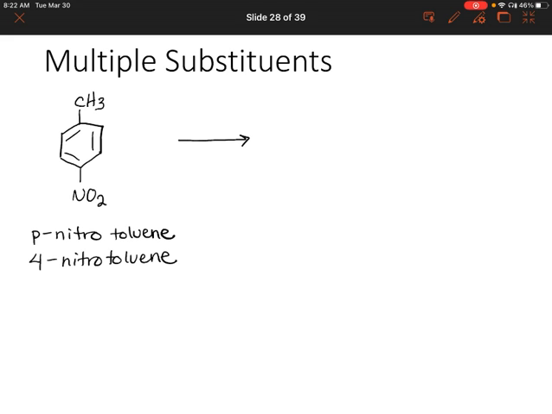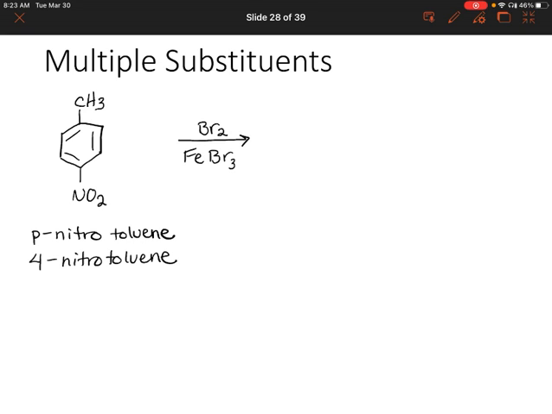Okay, so now let's say we want to add a third group onto this ring. And let's say we want to add bromine to the ring. Which reagents would we use to add bromine to the ring? So we would use Br2, but remember, because we're adding this to a benzene ring, and a benzene ring is aromatic, we have to use a catalyst. So we would use something like iron tribromide, or you could also use aluminum tribromide. Either one works.